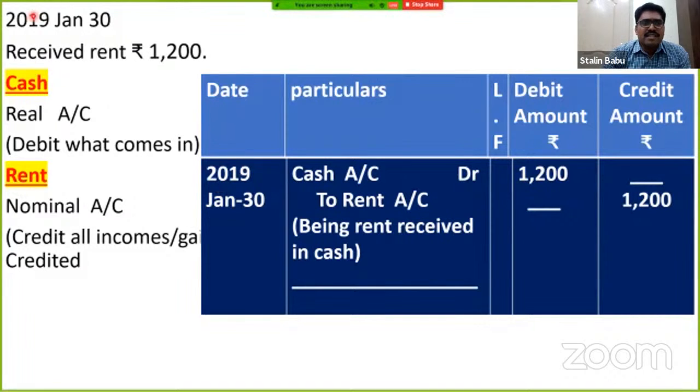What is the date? January 30. Cash account debit to rent account. 1200 in debit amount column, 1200 in credit amount column. Being rent received in cash.